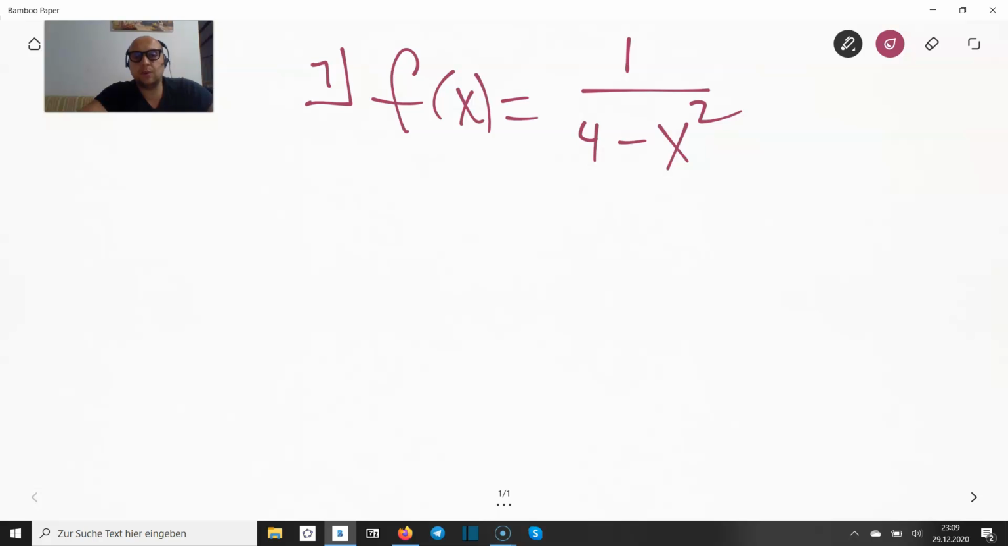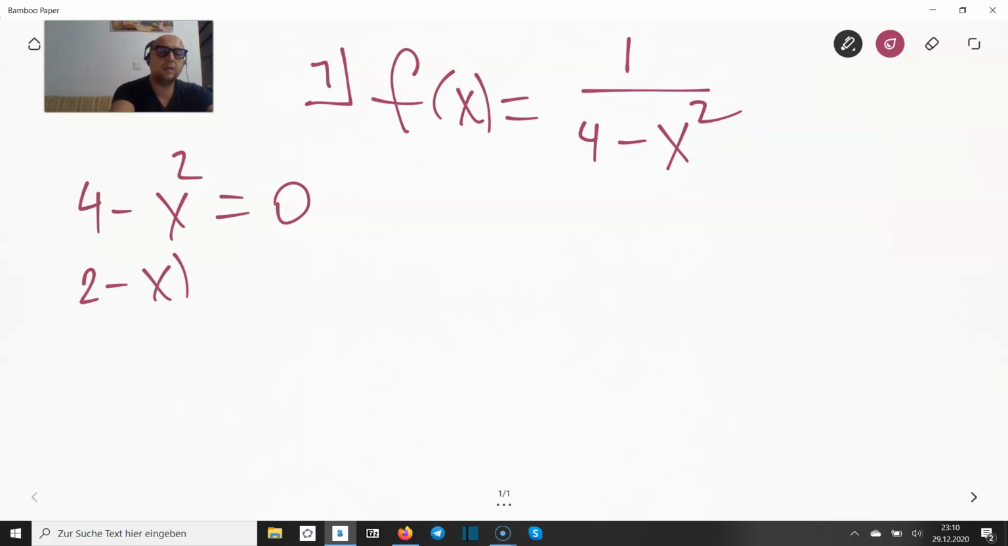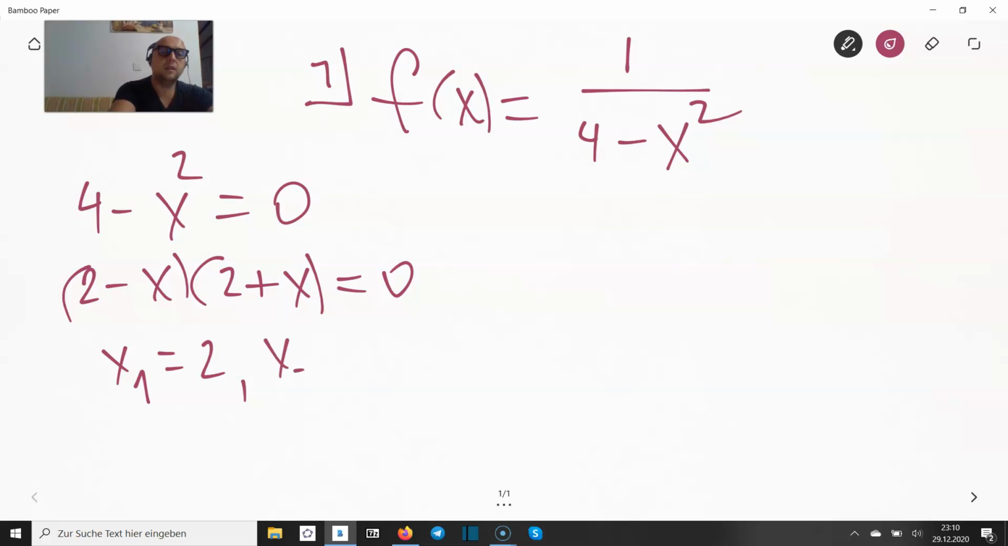Well, that means we're talking about all the values that we're allowed to put in for x. So the question is otherwise, which values are we not allowed to put in for x? And the answer is we have to set the denominator equal to 0. So 4 minus x squared equals 0. This is a binomial formula. 4 is 2 squared, so we can write it as 2 minus x times 2 plus x equals 0, which means x1 is equal to 2 and x2 is equal to minus 2. So those two values are not allowed.